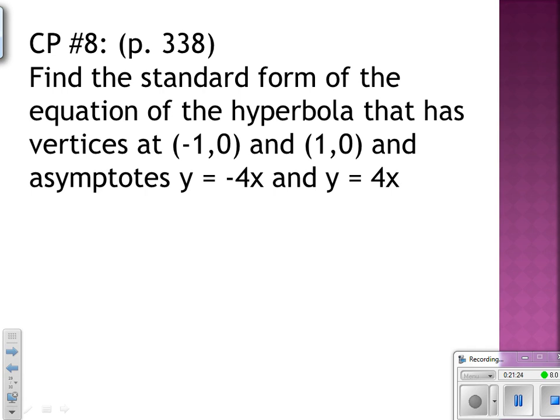All right, checkpoint number 8. Find the standard form of the equation of the hyperbola that has vertices at -1, 0, and 1, 0, and asymptotes of y equals -4x and y equals 4x. All right, so vertices of -1, 0 and +1, 0 mean this has got to be my transverse axis, so it's horizontal again.